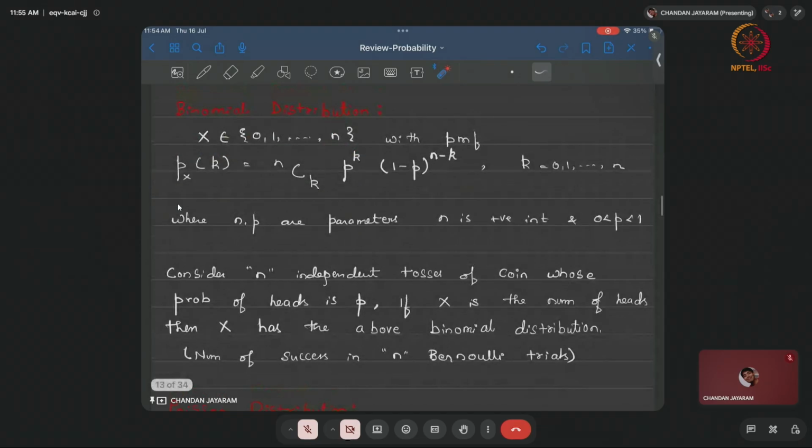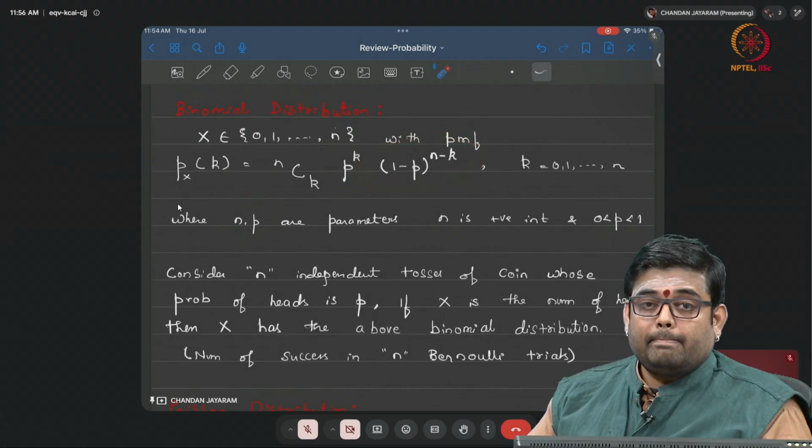Now to completely specify the binomial distribution, we need n and p; these are the parameters. n will be a positive integer and p will be a value between 0 and 1. You can think of p as the probability of heads, and n is how many times you want to repeat the experiment. p is the probability of success, and you want k successes. Whenever you have k successes, that means you have n minus k failures.